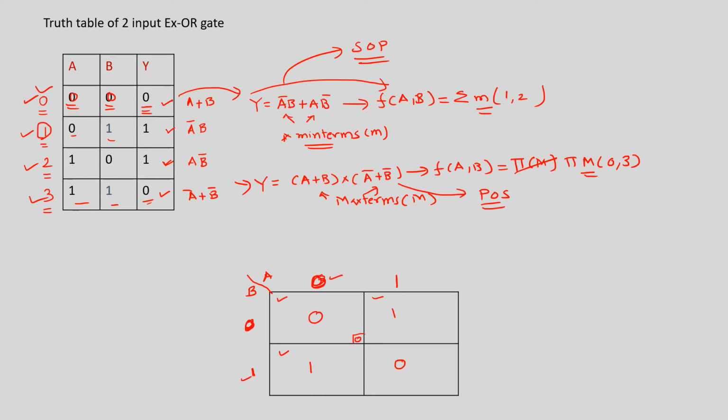So I am writing here 1. Obviously this would be 2 and this would be 3. So K-map filling for two variables is done like this. We can make K-map for more than two inputs also.